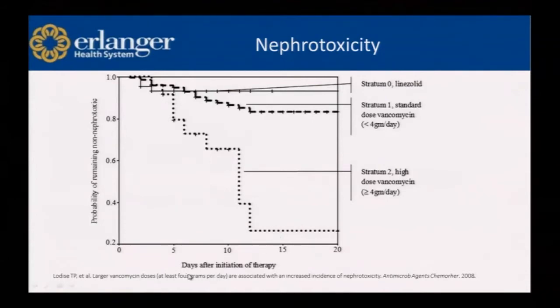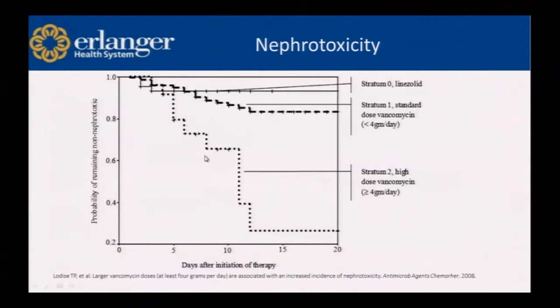I apologize, I forgot to orient you to the axes. On the x-axis, we have days after initiation of therapy, and on the y-axis, we have the probability of remaining non-nephrotoxic. So the lower you go in the graph, the higher the incidence of nephrotoxicity. Our doses of greater than 4 grams per day at about 5 days start to show a pretty large divergence from doses of less than 4 grams per day.